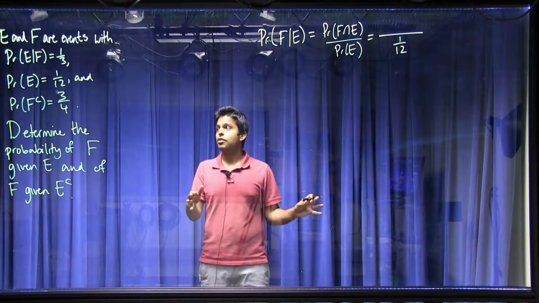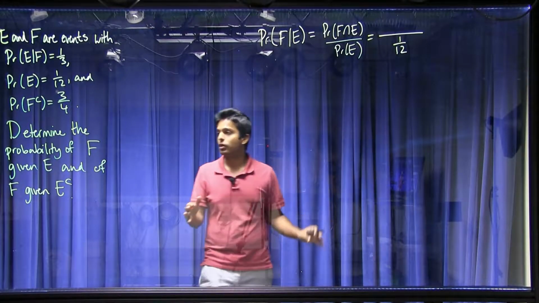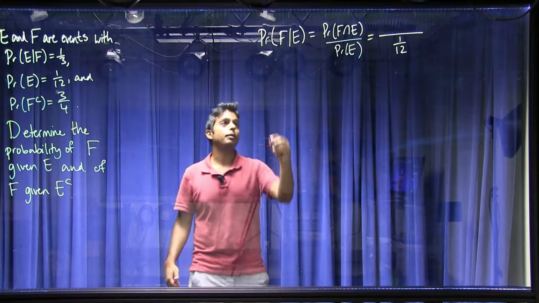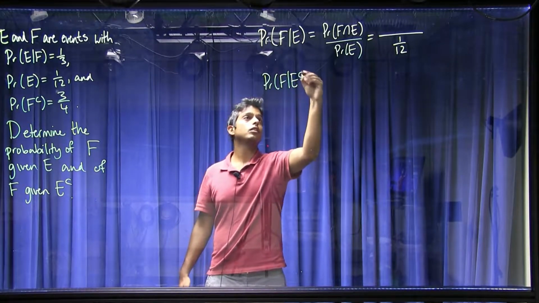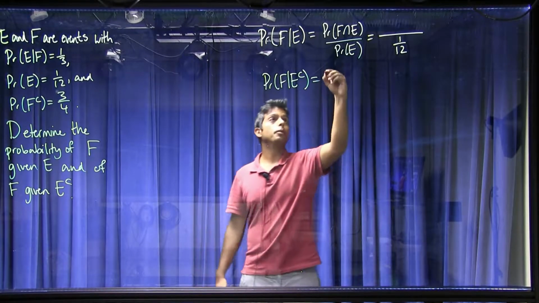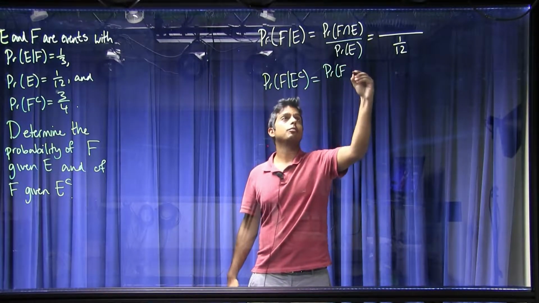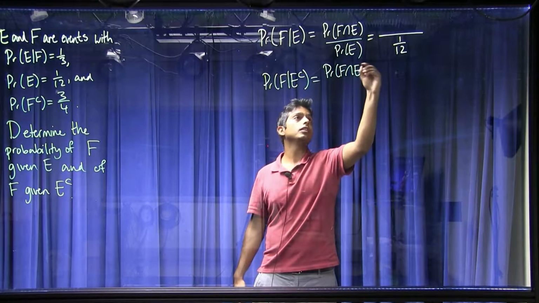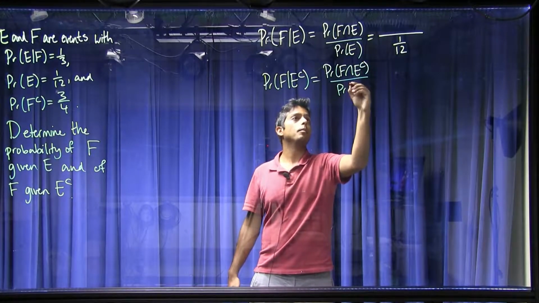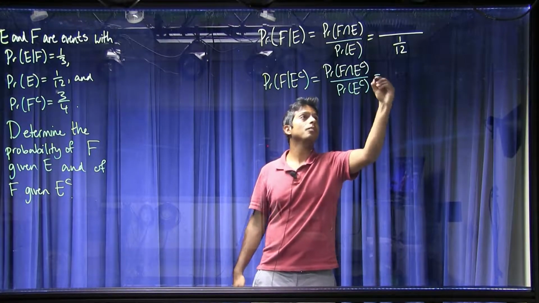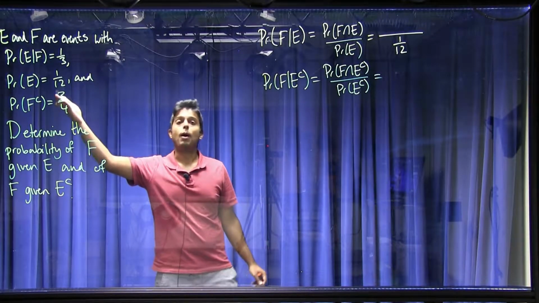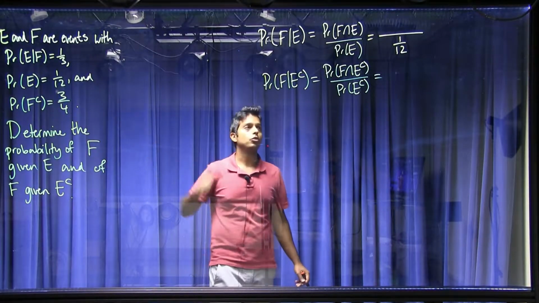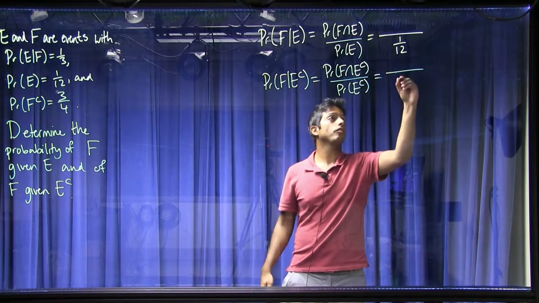All right, let's do the same thing now for the probability of F given E complement. So using the conditional probability formula, we get that that's the probability of F intersect E complement divided by the probability of E complement. And now, since probability of E is 1/12, the probability of E complement is 1 minus 1/12, which is 11/12.